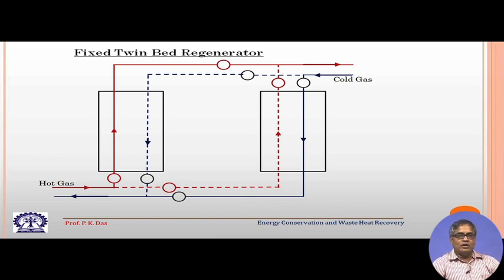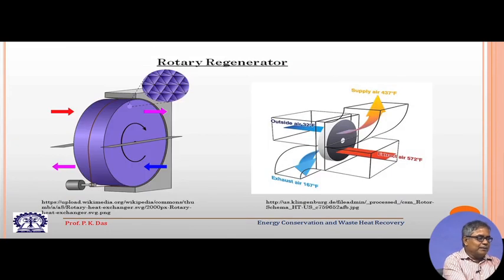The simplest is the twin bed regenerator, but there could be more number of beds, and by that we can get a good amount of heat exchange, or good amount of thermal energy recovery, from the hot stream to the cold stream. Now, this is one arrangement, and here we can see that these valve operations are generally done automatically. One needs to know how much time one gas stream should pass through a particular bed, and accordingly the valves are to be operated. There could be a different kind of design.